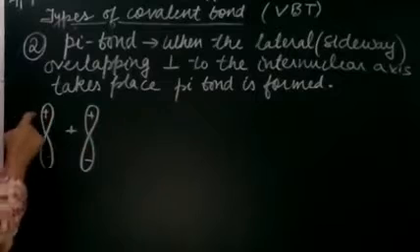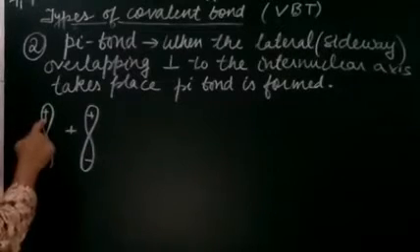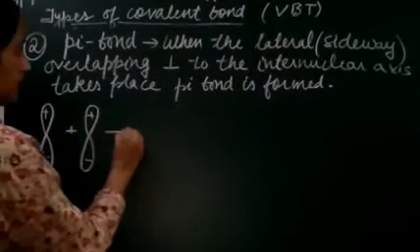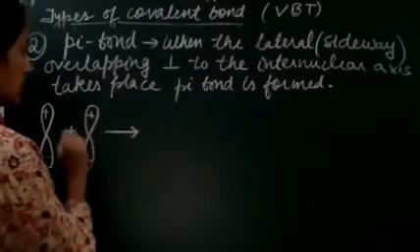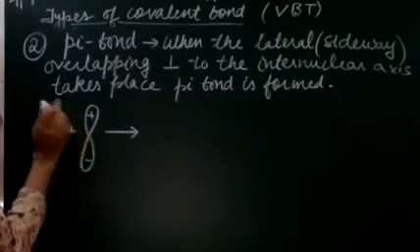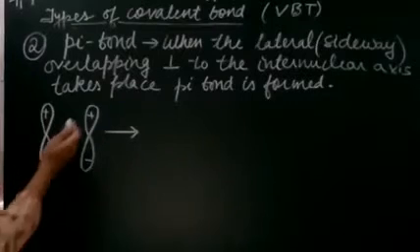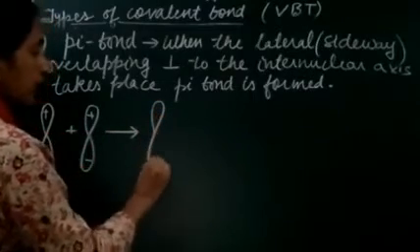This is along the positive axis, this is along the negative axis, this is plus slope, this is plus slope, this is negative lobe, this is negative lobe. If the overlapping is taking place in this way, what will happen? You can see that it is not along the internuclear axis but perpendicular to it, and it is a sideways overlapping. It is not, students, head to head overlap.